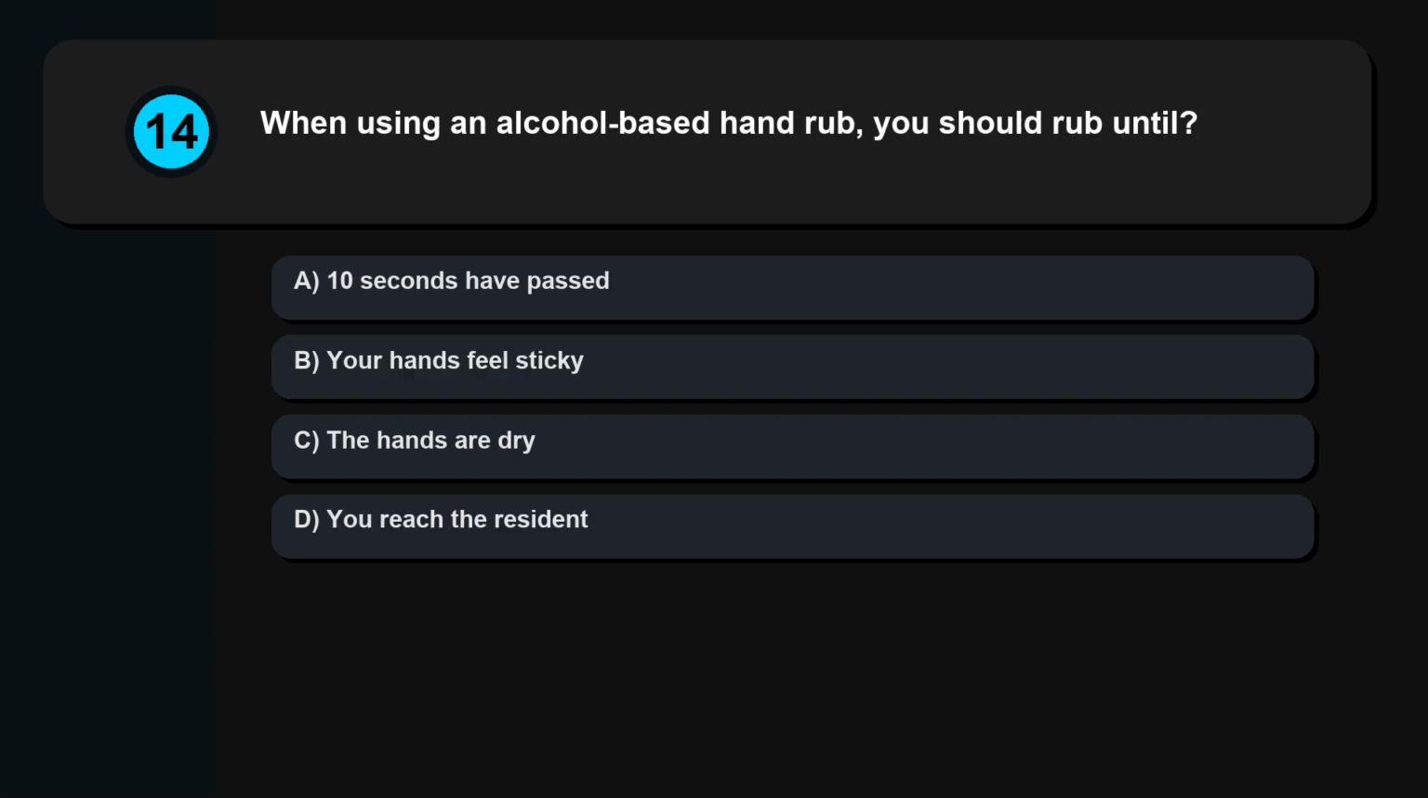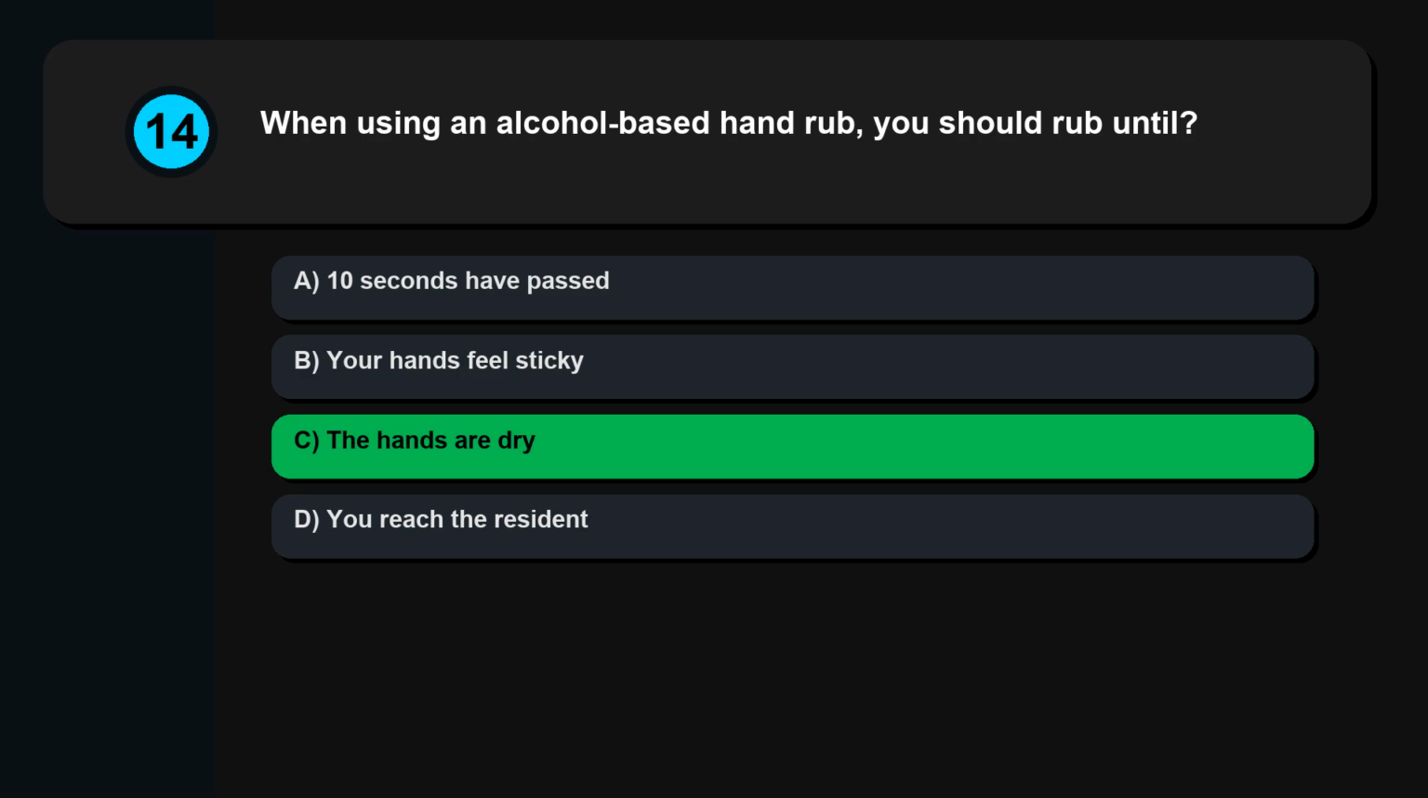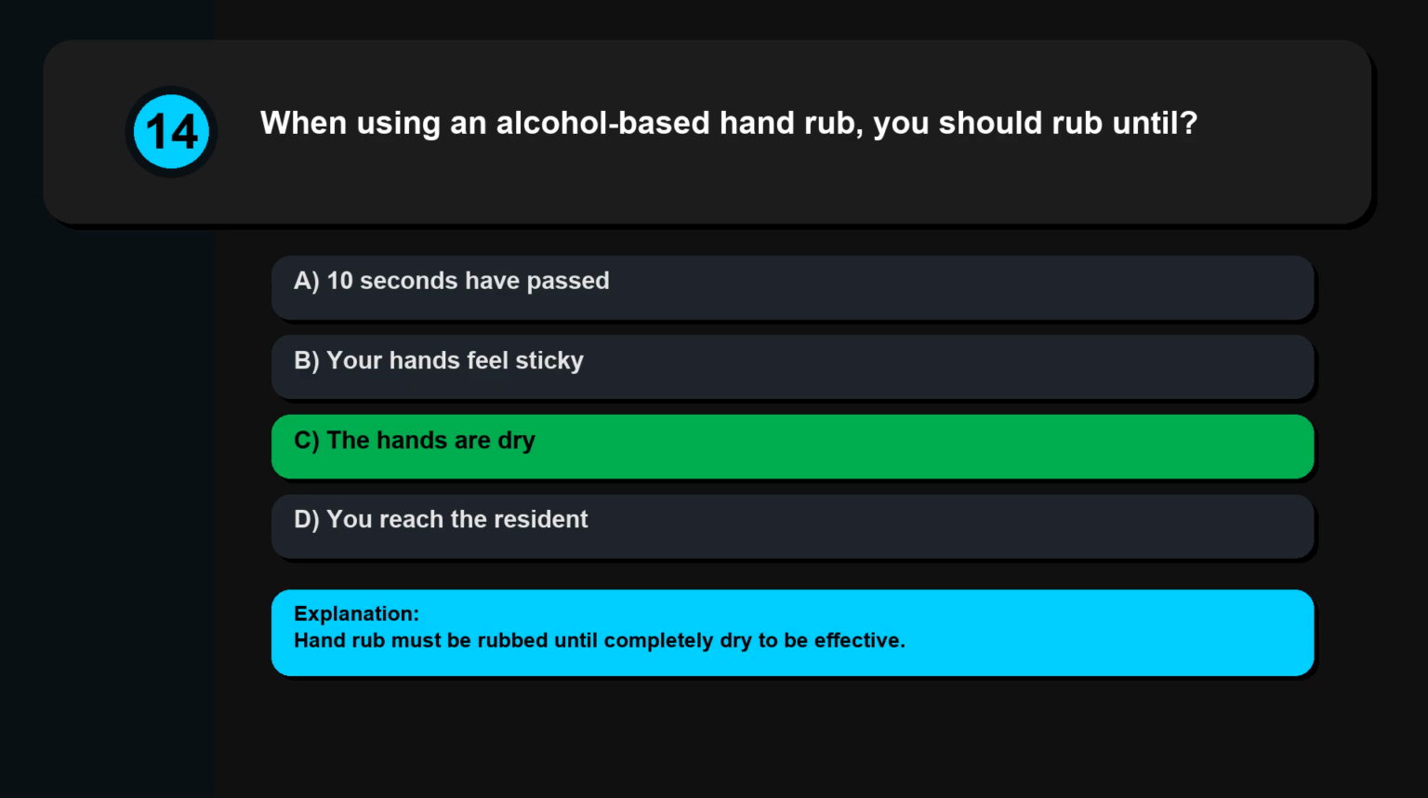Question 14. When using an alcohol-based hand rub, you should rub until: 10 seconds have passed, your hands feel sticky, the hands are dry, you reach the resident. Hand rub must be rubbed until completely dry to be effective.